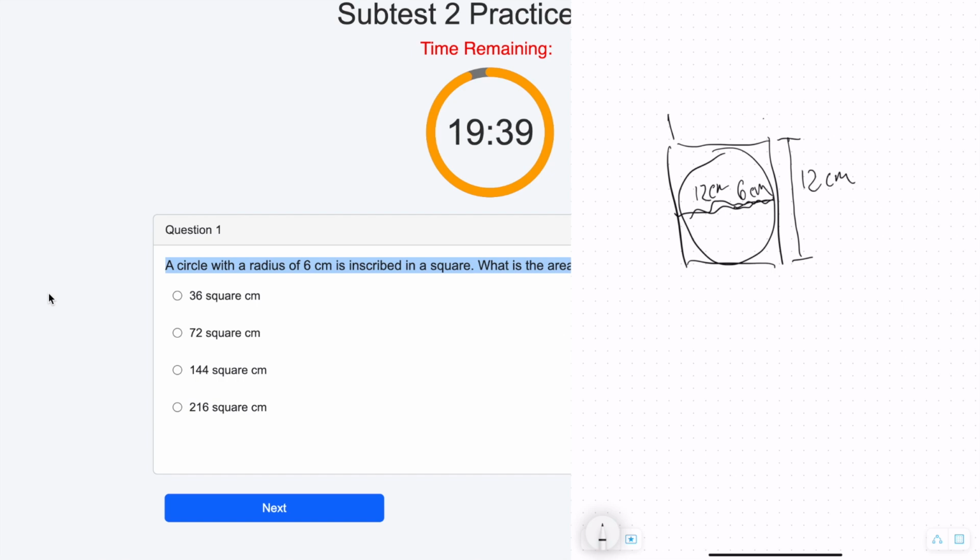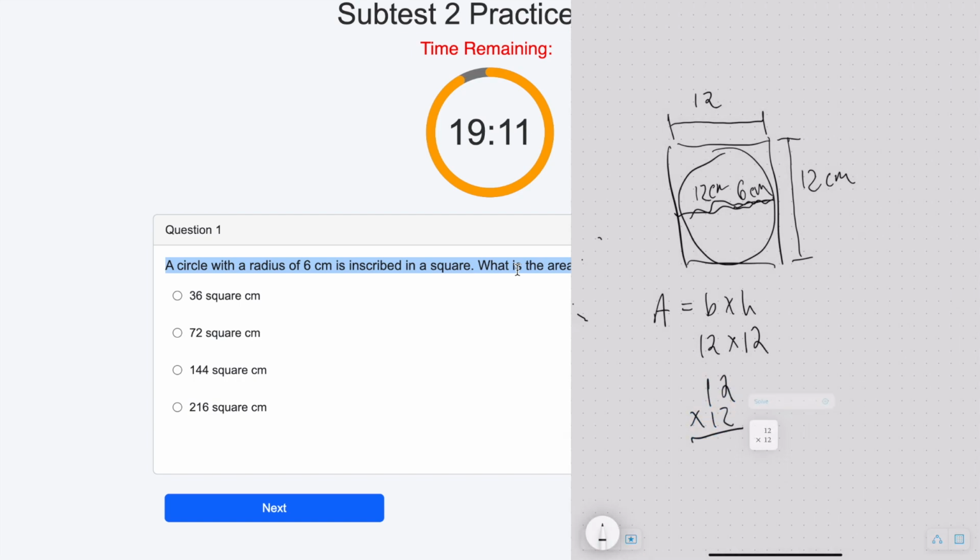And because this is a square, each side length is the same. And what this question is asking is the area of the square. And we can remember that area for a square is area equals the base times the height. And so if we have a base of 12 centimeters and a height of 12 centimeters, then what we'll do is multiply these together. 12 by 12 is 144, and that's centimeters squared. I'll go back over here and have a look, and I see 144. Great. Now let's keep it going.